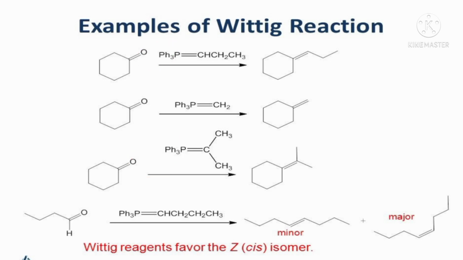But in the last example there is an aldehyde, which reacts with a non-stabilized phosphorus ylide. There are two types of phosphorus ylide: stabilized and non-stabilized. The stabilized phosphorus ylide will give the trans alkene as the major product, but the non-stabilized phosphorus ylide will give the cis alkene as the major product. The Wittig reagent favors the Z isomer, which is the more stable.